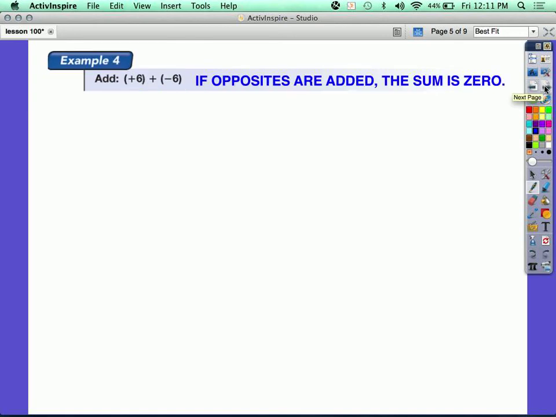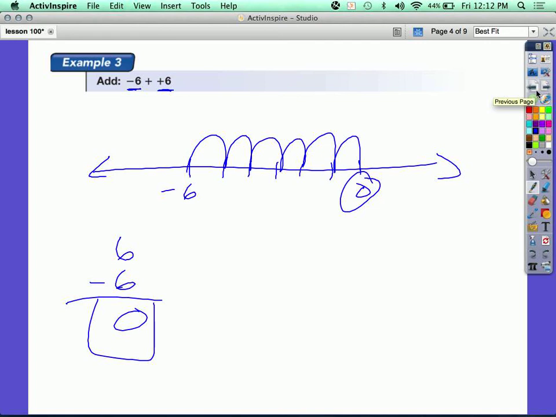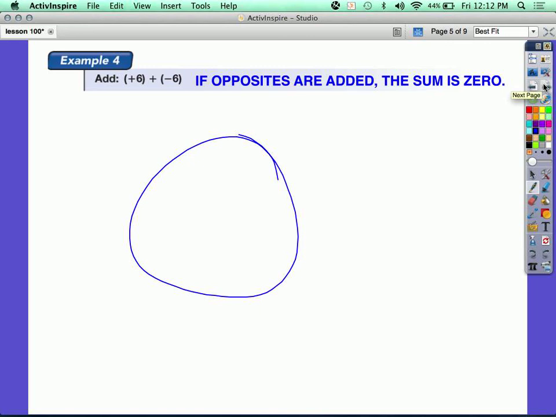So now, opposites are when we have a positive and a negative whole number that are the same. So in this case, we have a positive 6 and a negative 6. Okay, those are opposites. If opposites are added, our sum is going to be 0 and we shouldn't have to show any work. Okay, just like this last problem. If we would have seen that it's a negative 6 plus positive 6, those two are opposites, we ended up with 0.